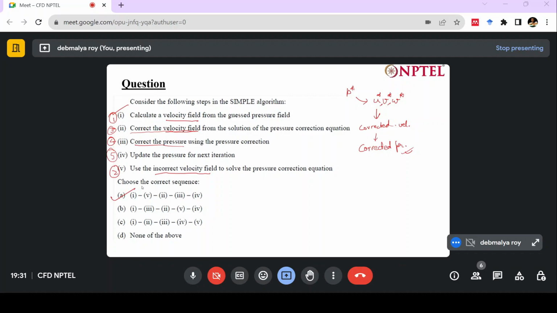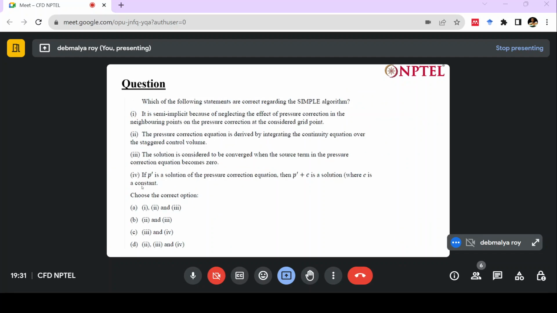Alright. So let's move to the next question. This is also regarding simple algorithm. Which of the following statements are correct regarding the simple algorithm?